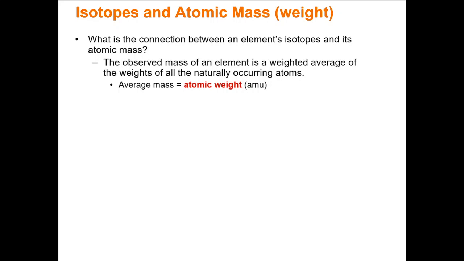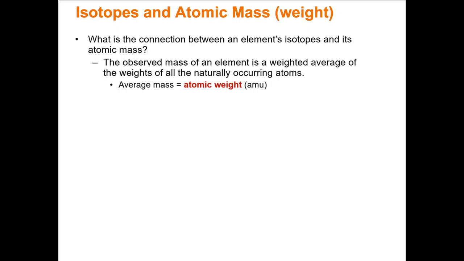Now that we know how to interpret isotopic symbols, what's the connection between an isotope and atomic mass? The observed mass of an element is a weighted average of the weights of all the naturally occurring atoms. If you're looking at a periodic table, you may notice that most of those numbers are not very even numbers. Something like carbon doesn't have a mass of exactly 12. It's very close, but it doesn't actually have a mass of 12. And you may be wondering, why is that?